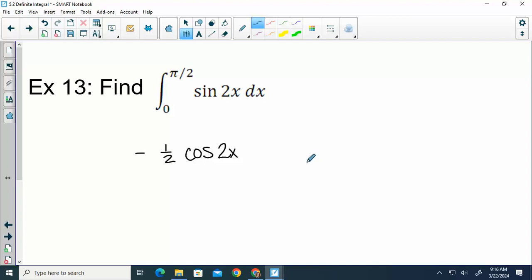You knew the question I was going to ask. How can you check if you're not sure if your antiderivative is correct? Do the derivative, and you should get sine of 2x. So always check it if you need to.